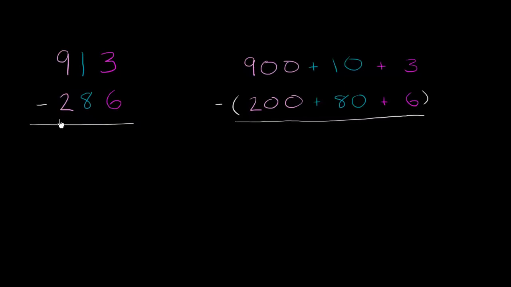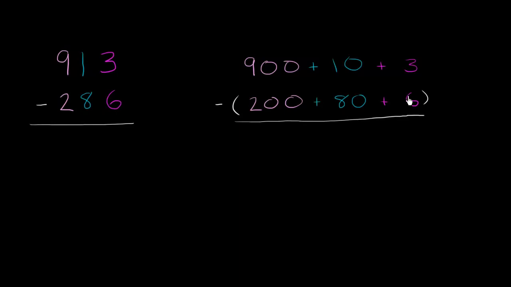So let's subtract 286 from 913. But first I'm going to do it a slightly different way. I've taken each of these numbers and I've expanded them out. This 9 in the hundreds place represents 900. This 1 in the tens place represents 10. This 3 in the ones place represents 3. Likewise, 286 is the same thing as 200 plus 80 plus 6.